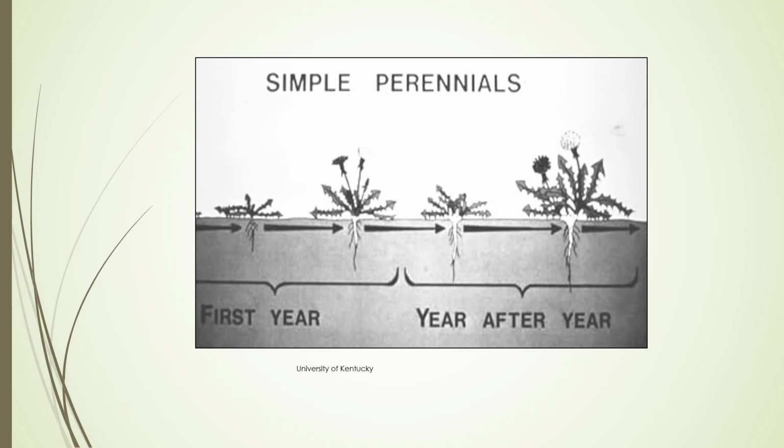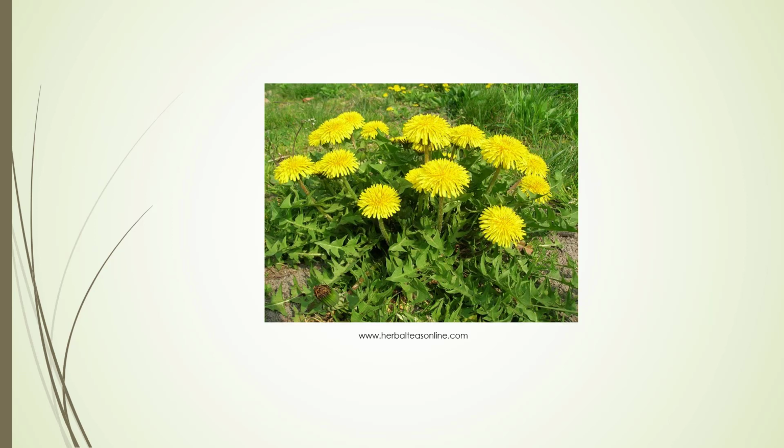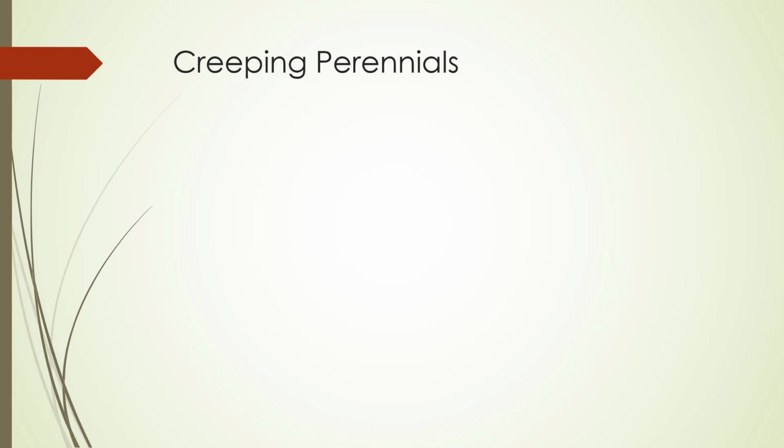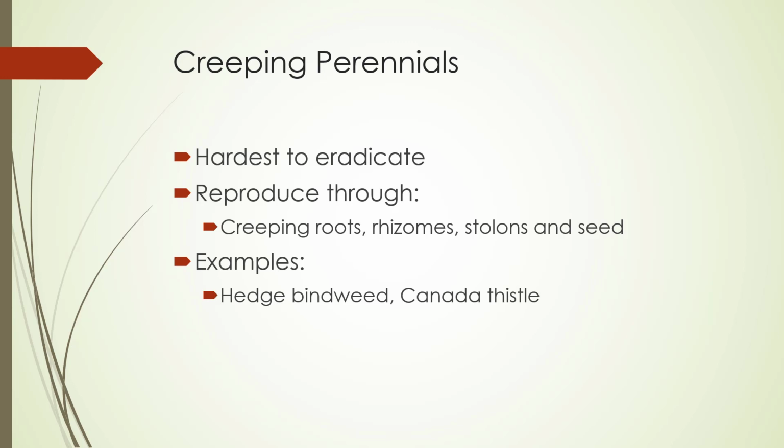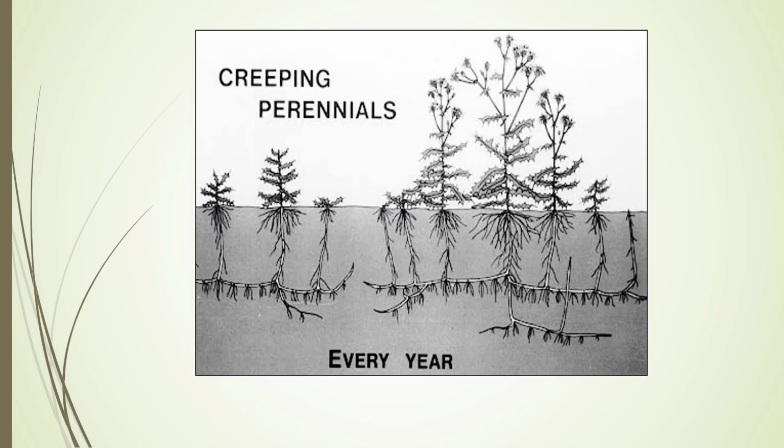So here's your simple perennial. 1st year, flowers, year after year after year. Creeping perennials, these are the hardest to eradicate. They reproduce through creeping roots, rhizomes, stolons, and seed. And Canada thistle is a prime example of this. Hedge bindweed, which we've all had to deal with, I'm sure. But you can see they just continually grow year after year. They've got these incredible root systems underneath, and sometimes you think you've got a sprout when it's actually just part of the same plant.